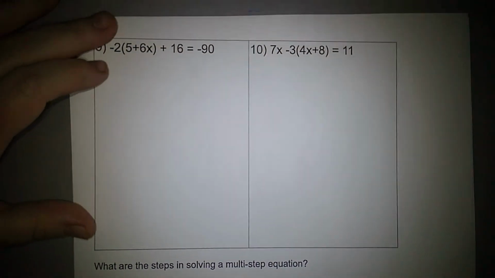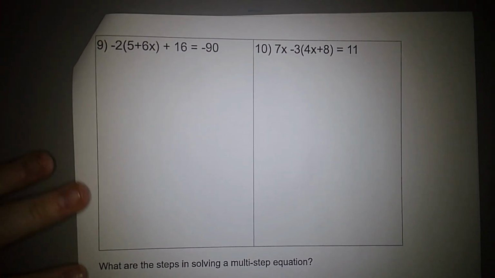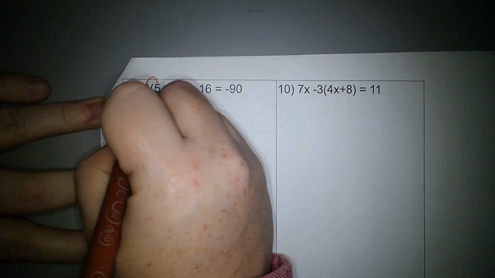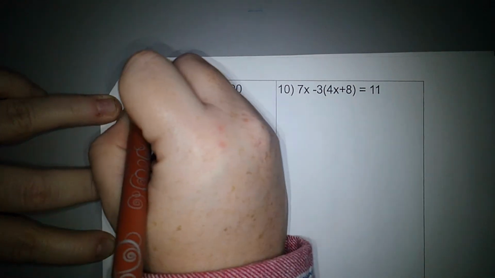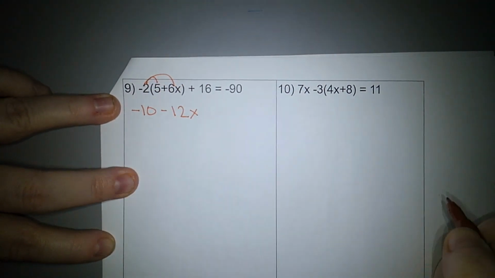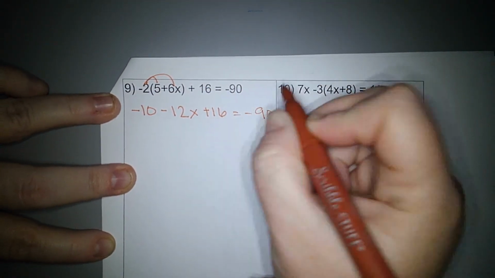Last two. We have parentheses, so we're going to have to do some multiplying. Negative 2 times positive 5 is negative 10. Negative 2 times positive 6 is negative 12x. And then we have our plus 16, and it equals negative 90.